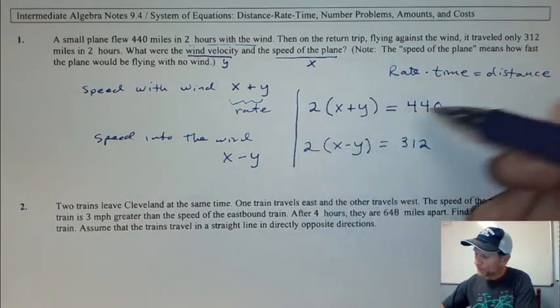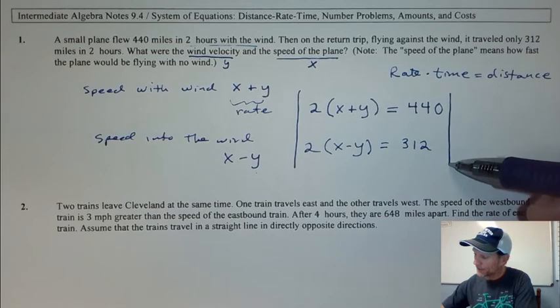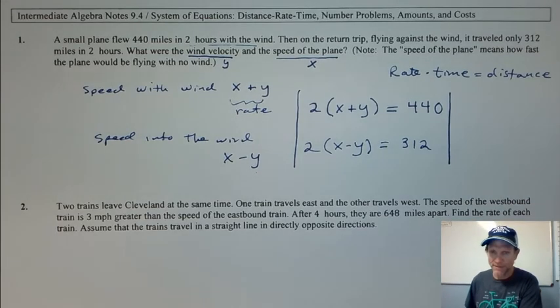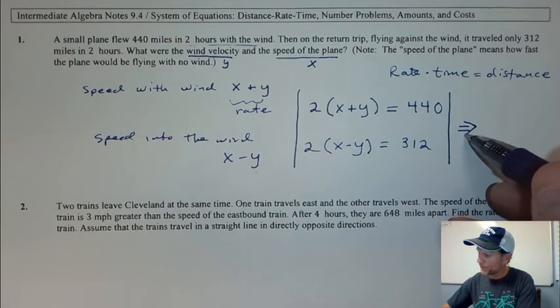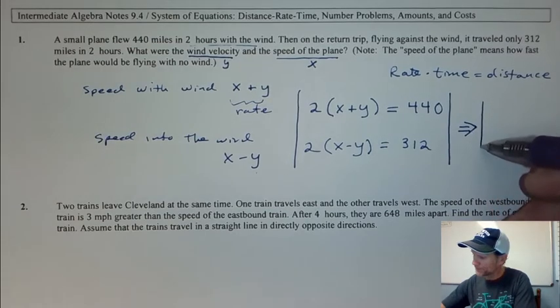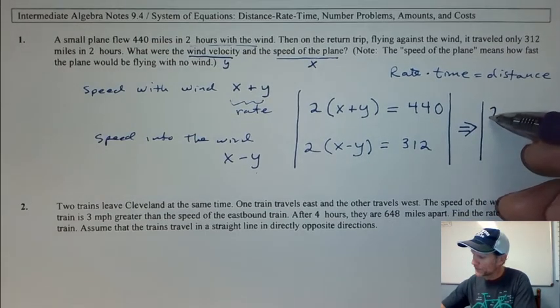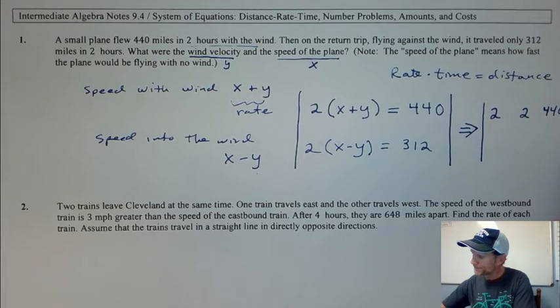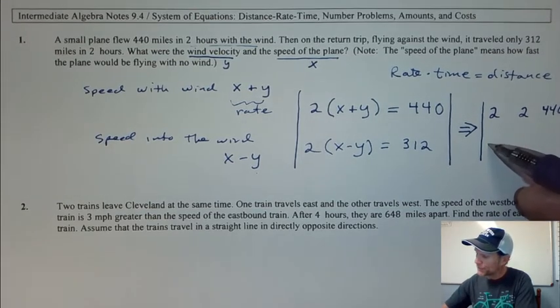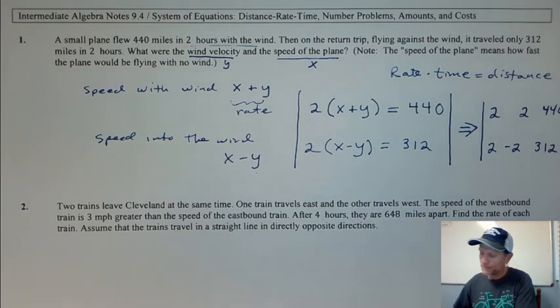So at this point, I'm going to put a little kind of a matrix notation around that. At this point, we can get to the matrix and just use REF and solve this problem. So I will get to the matrix here, and hopefully you can see that we have 2, 2, 440, and then 2, negative 2, 312.